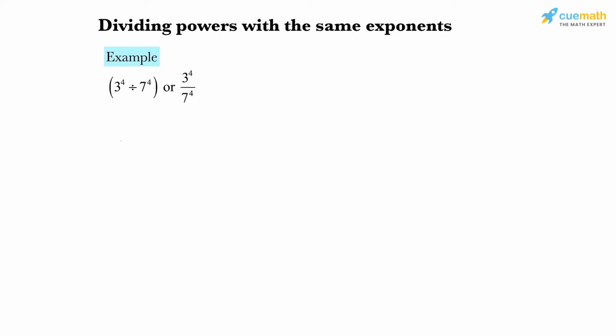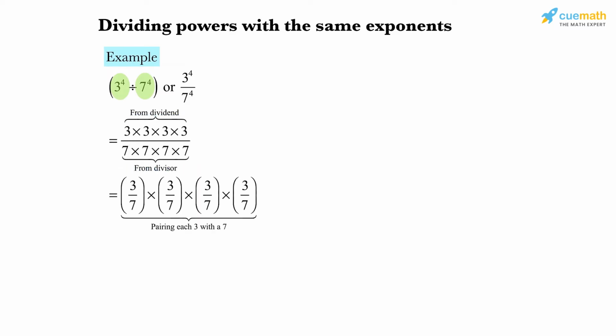In this quotient, the dividend 3 to the power 4 contributes 4 repetitions of 3. And the divisor 7 to the power 4 contributes 4 repetitions of 7. Now when we do the division, we have a quotient with 4 3's and 4 7's, so we can pair up each 3 with a 7 to get a total of 4 pairs of 3 and 7, or 4 repetitions of 3 by 7. And so we can write this as 3 by 7 raised to the power 4.